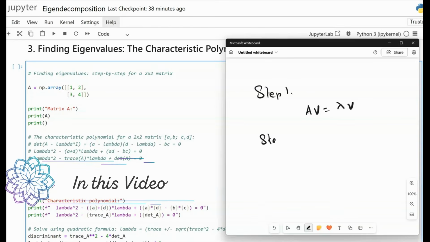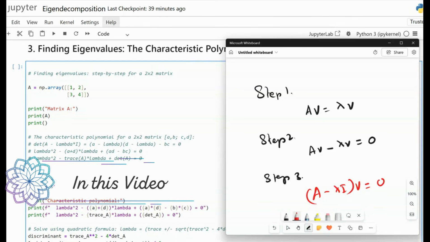Now, step 2, move everything to one side. So moving here, AV minus lambda V, which is equal to 0. And here, step 3, we are just going to factor out V. That requires converting lambda to lambda I. So it just makes us A minus lambda I multiplied by V, which is equal to 0.